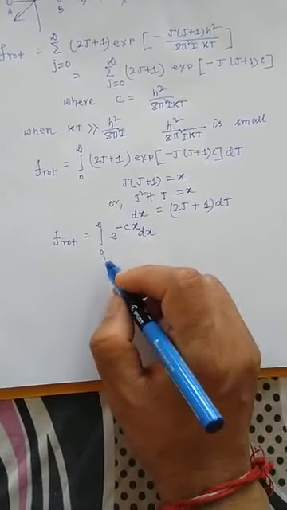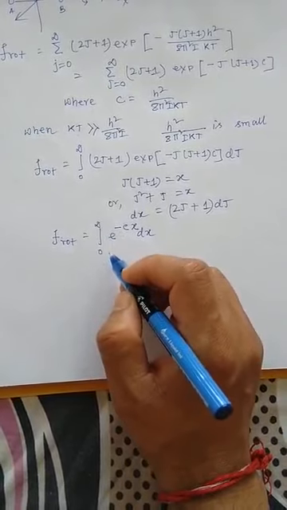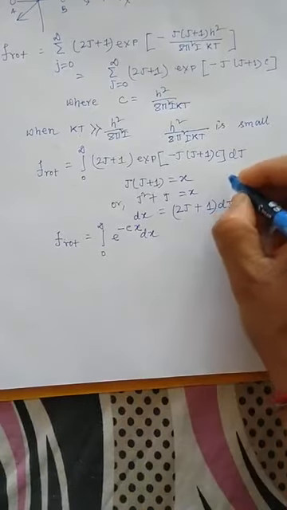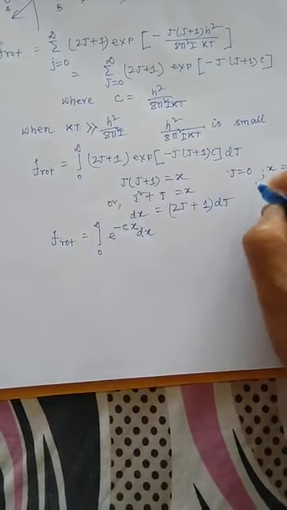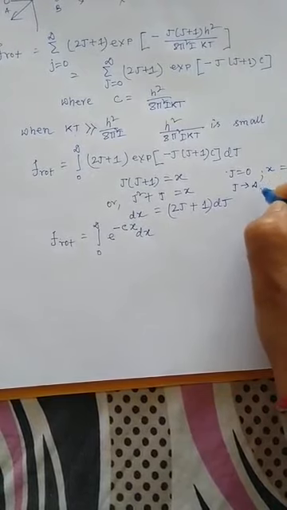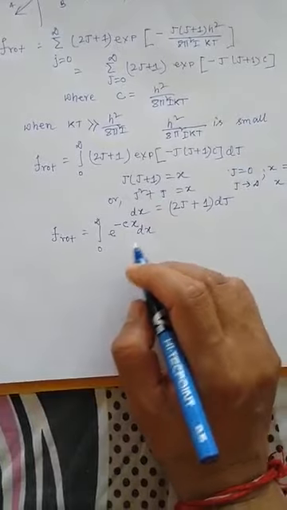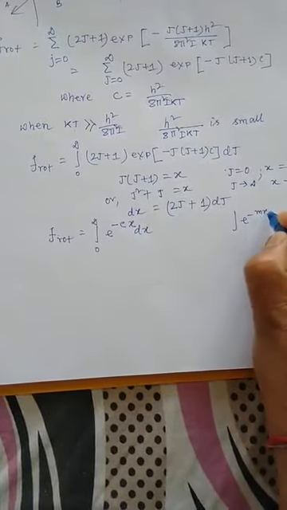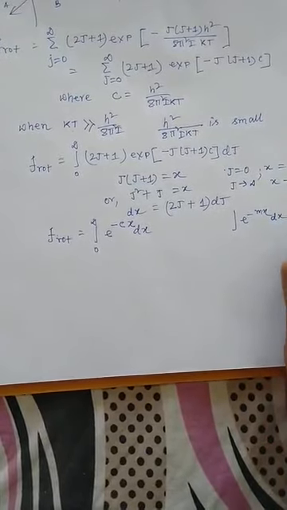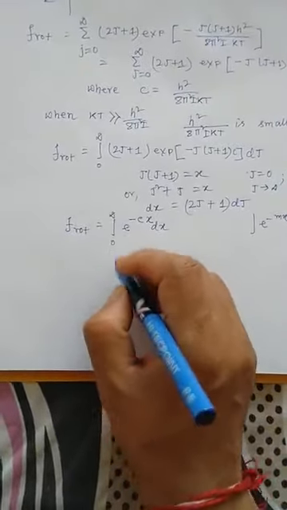But somebody can ask why the integration limit has not changed. We have assumed these terms: if j equals 0, then x equals 0, and if j tends to infinity, then x also tends to infinity. That means the integration limit has not changed. And we know this is an e to the power minus mx dx type integral, and after integration we get minus 1 upon m into e to the power minus mx. So I just use this formula.